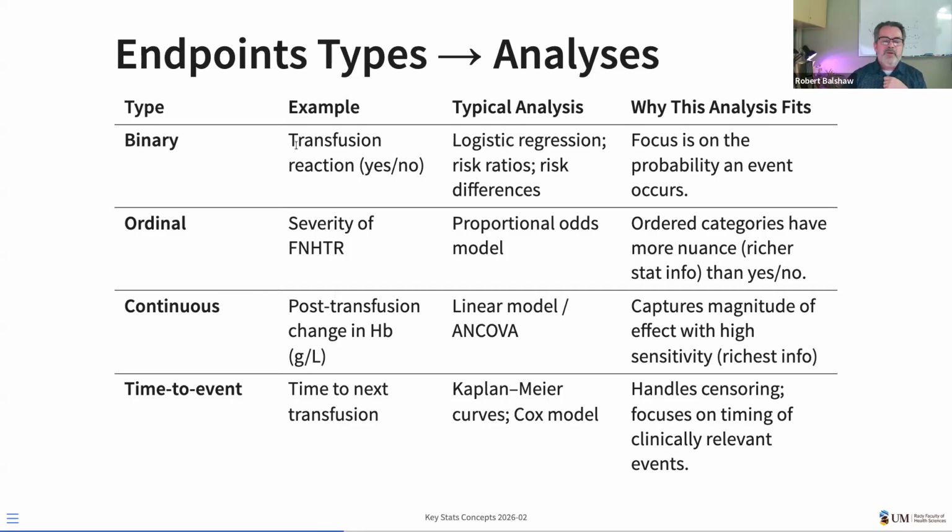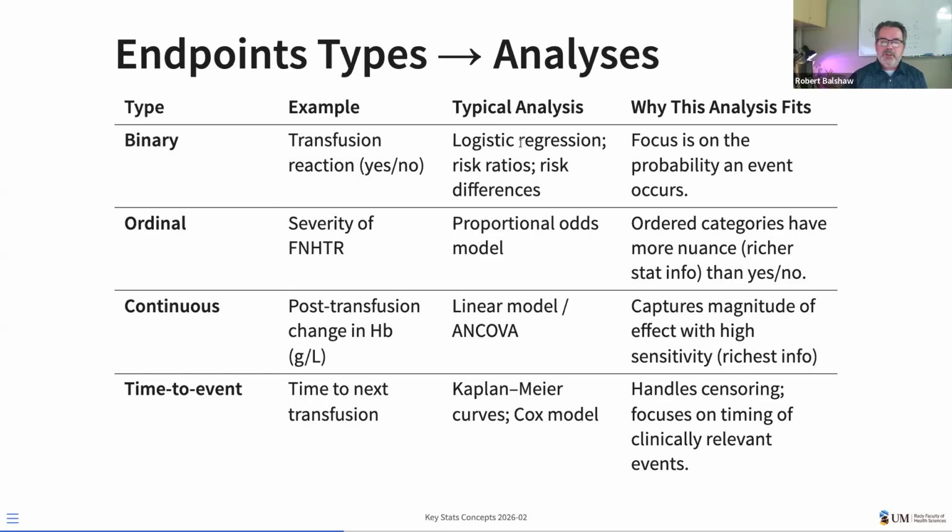So if you've got a binary outcome, you will probably end up doing something like logistic regression, measuring odds ratios or risk ratios, risk differences. If it's an ordinal outcome, such as the severity of an adverse outcome, then you'll be looking at something referred to as the proportional odds model, not seen quite as often, but becoming more and more common in the literature.